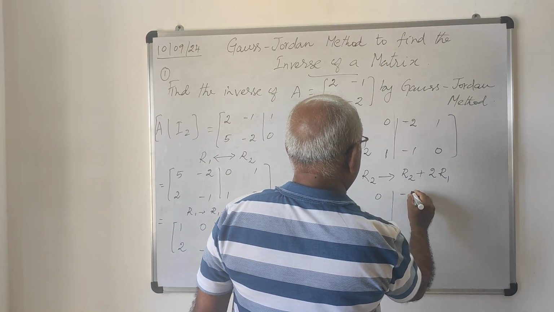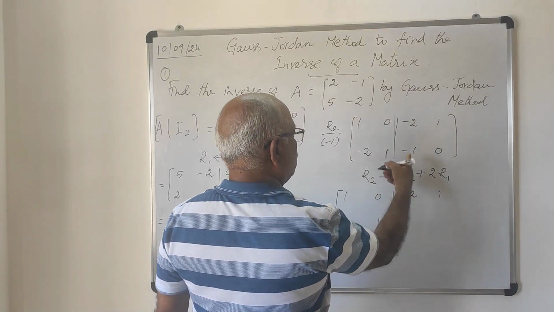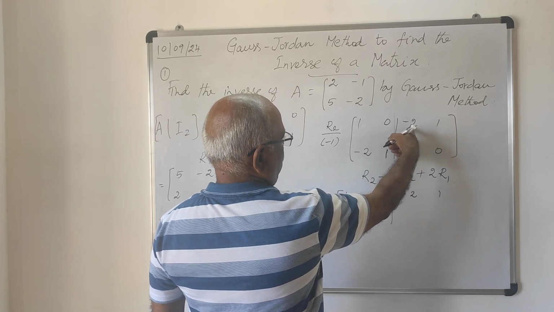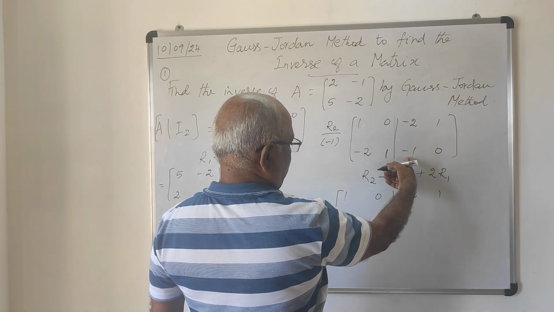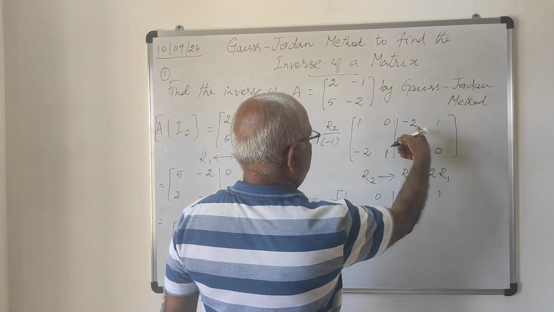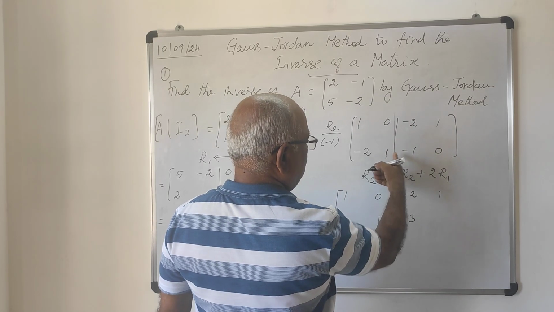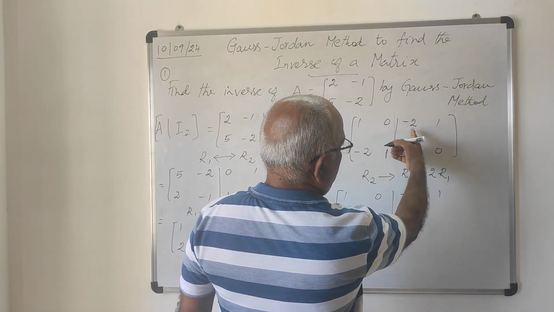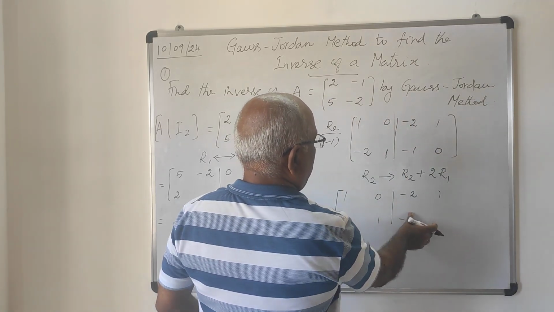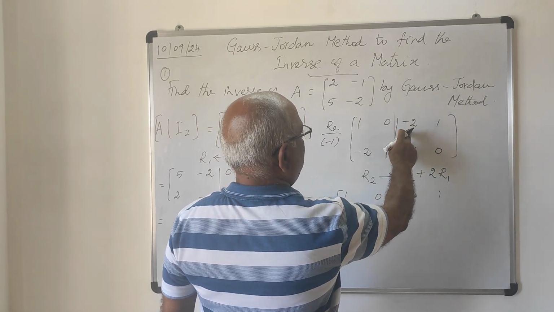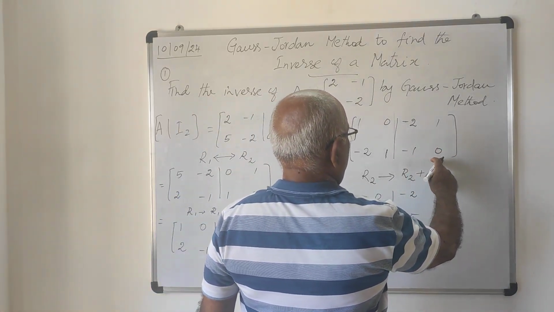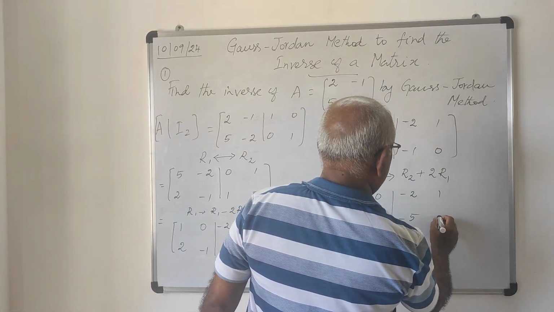Similarly, here minus 2, 1. Here also R2 plus 2 times of R1, sorry. 2 times of R1 is 2 into minus 2, minus 4. Minus 4 plus 1 is minus 3. 2 times of R1 is minus 4, minus 1 is minus 5. R2 minus 1, 2 times of R2 is minus 4, adding minus 5. And R2 0, 2 times of R1 is 2, 2 plus 0 is 2.